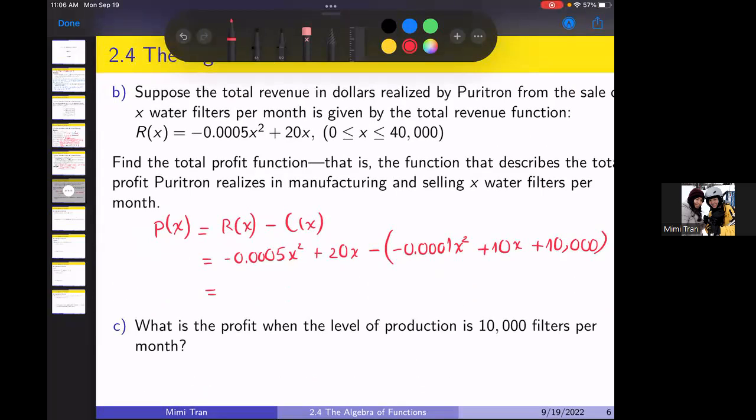Minus must be positive. I've got to find it. It'll be 0.0004. Minus 0.0004 x squared, 20x minus 10x will be 10x, and then minus 10,000. This will be my profit function.